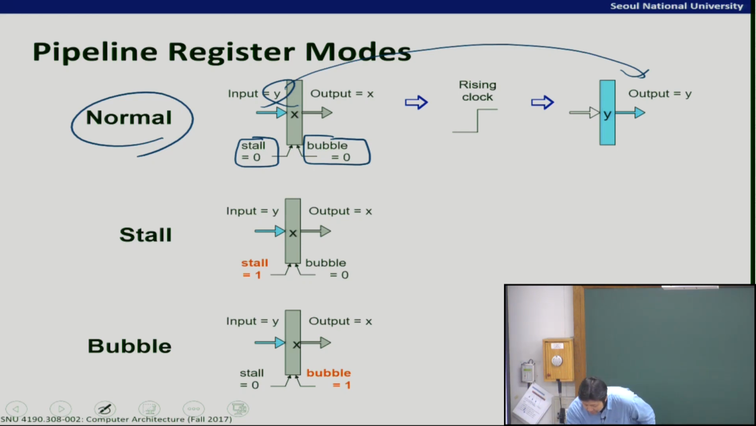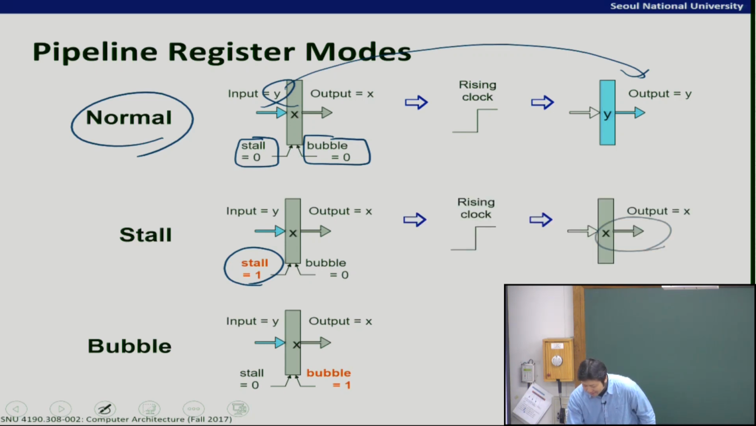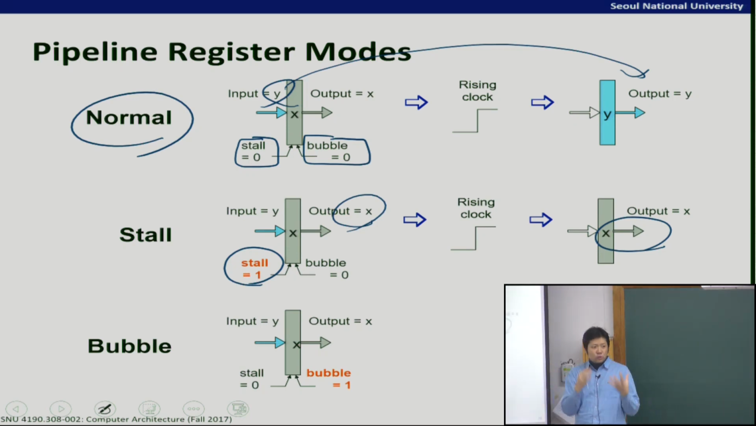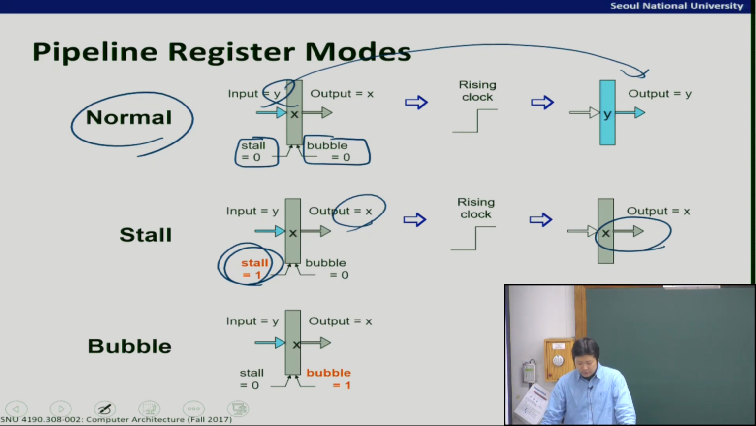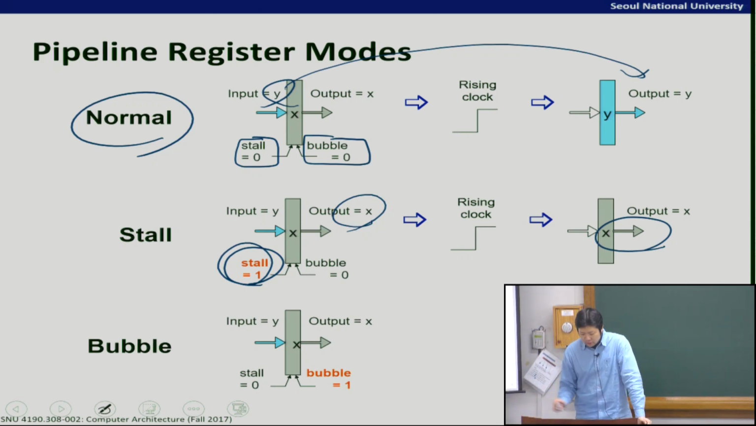And what if the stall input is 1? That means we need to stall the instruction. That means we don't update the instruction, because we need to stall. So if the stall signal becomes 1, then at the next rising edge of the clock, the value is still x. In the previous case, whenever stall happens, the instructions in the decode stage and fetch stage need to stay there. In that case, we set the stall input to the pipeline register to 1. Then we keep the original value so that these instructions can stay one more cycle there.